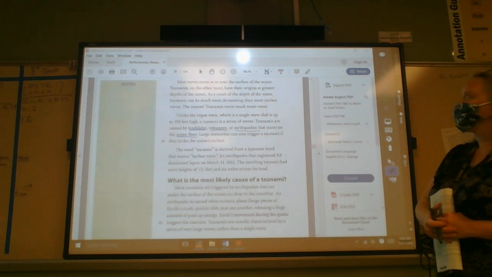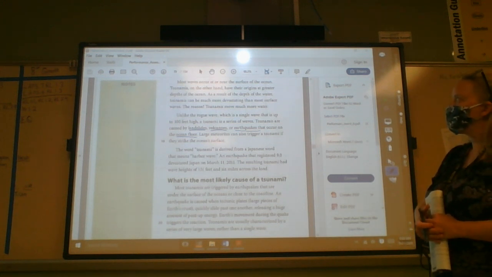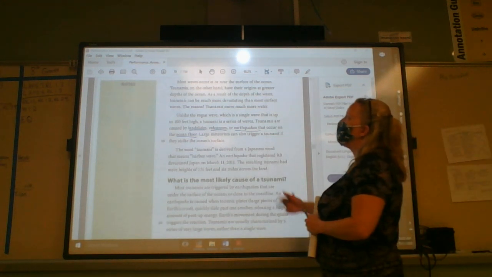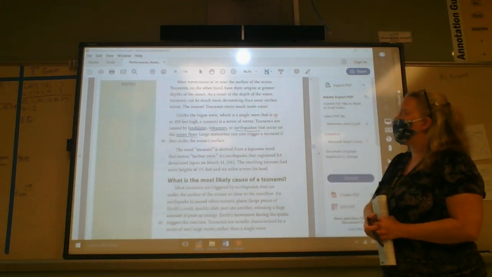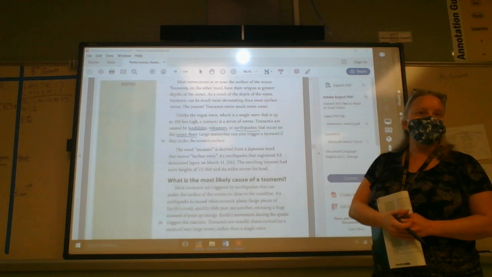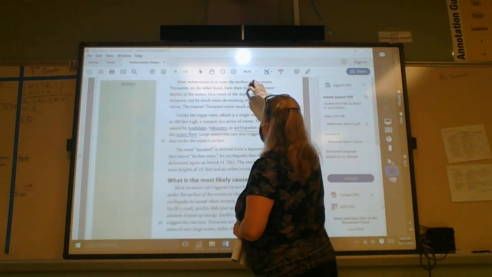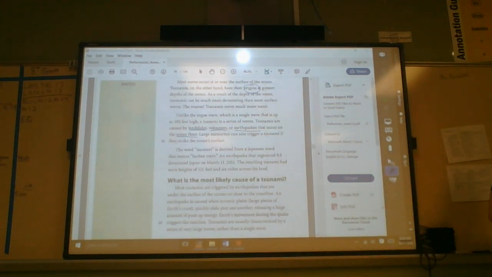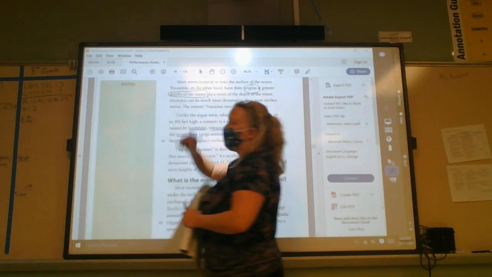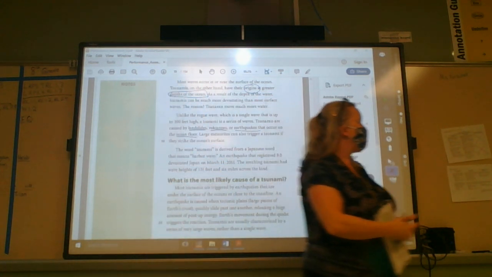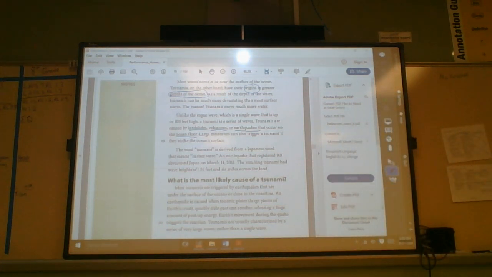Tsunamis. Okay. It says most waves occur at or near the surface of the ocean. Tsunamis, on the other hand, have their origins at greater depths of the ocean. We talked about this word in our other article. On our organizer, I thought we wrote down the origin. I know we drew a picture of it, of where they originate. So they originate in great depths of the ocean. So this is how they are similar, because the waves also occur in deep parts of the ocean.